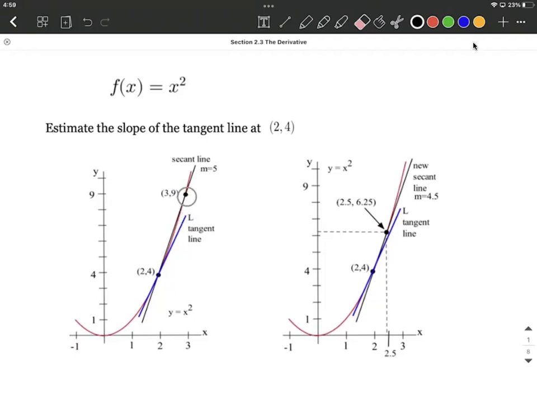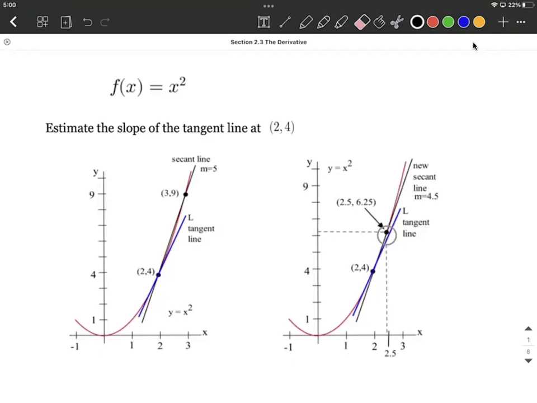So an alternative would be to take this point and slide it in closer along our function, the x squared function here. We can move it down to 2.5, which would output 6.25 as a y value to go with it. Then we could calculate the slope of that secant line, illustrated in red, which hugs a little bit closer to where the blue line is. This new secant line is going to have a slope of 4.5, again using y2 minus y1 over x2 minus x1. But it's still not quite on top of this blue line.